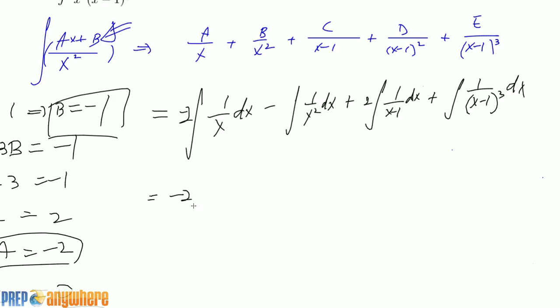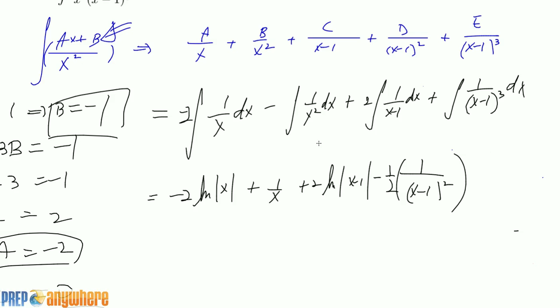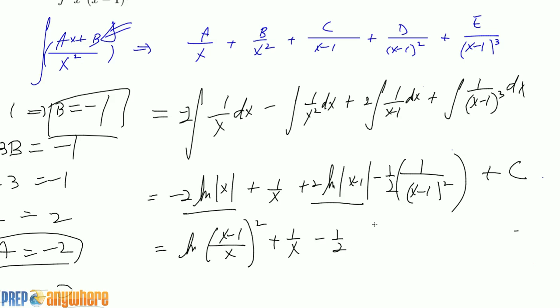Okay, so now we're ready to integrate. Minus 2 ln of the absolute value of x. That's going to be positive 1 over x. That's going to be 2 ln of the absolute value of x minus 1. And the last term: if you use the power rule backwards, as x minus 1 to the power of negative 3. So here we have it. We can combine these two, I guess, so it's going to be ln of x minus 1 squared divided by x squared, which is actually x minus 1 over x, all squared. Then plus 1 over x. That one you can write like this.